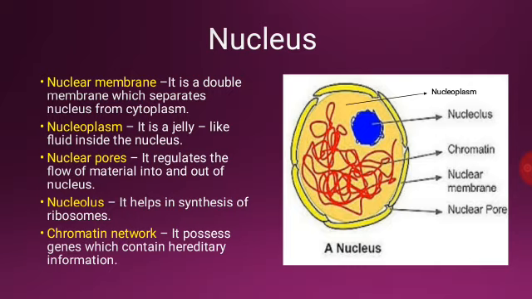Nucleus also contains thread-like structure called chromatin network which possess genes. These genes contain hereditary information and other important instructions that assist in cell growth, development and reproduction.